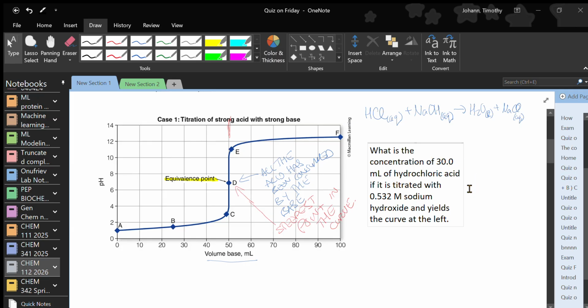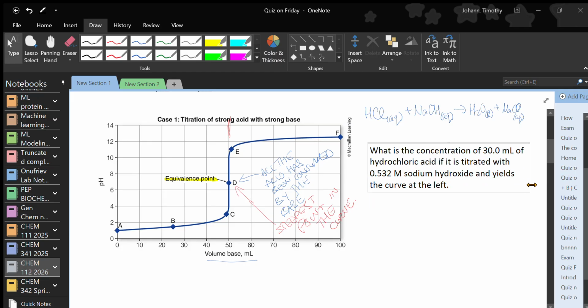Okay, so we're going to take a look at that. And so what we can see here is that if we look at the curve on the left, our equivalence point here is right here at this 50 milliliters. Okay, so I'm going to call it 50.0 milliliters. I'm pretty sure that's a 50, not 51, 52, but I don't know really what the next digit is. So I'm going to call that 50.0 milliliters.